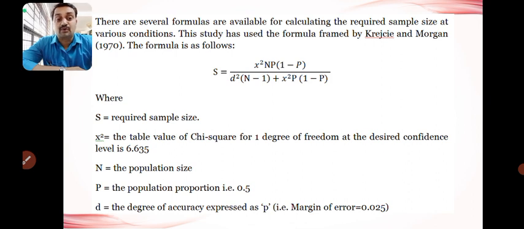The population proportion is 0.5, that means 50%, and the degree of accuracy can be 0.025, or it can be 0.035, 0.050, so anything. Here an ideal degree of accuracy is expressed. So let's solve this formula. By using this formula, we will solve one problem.